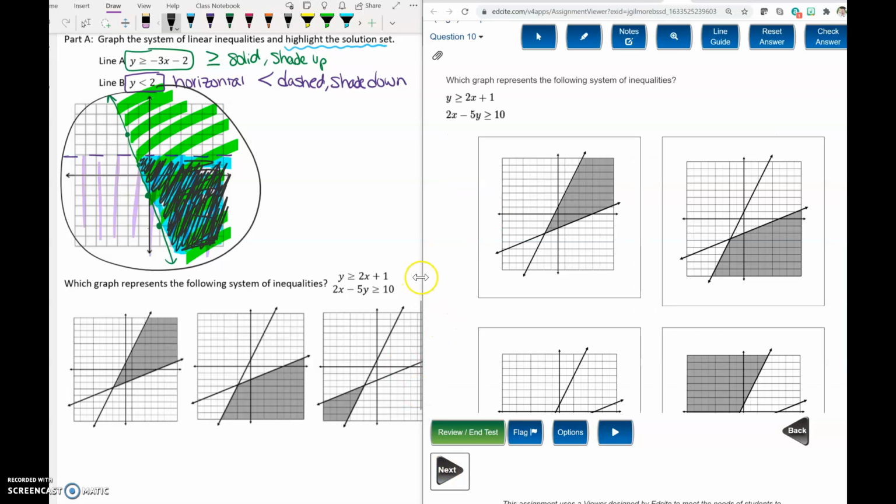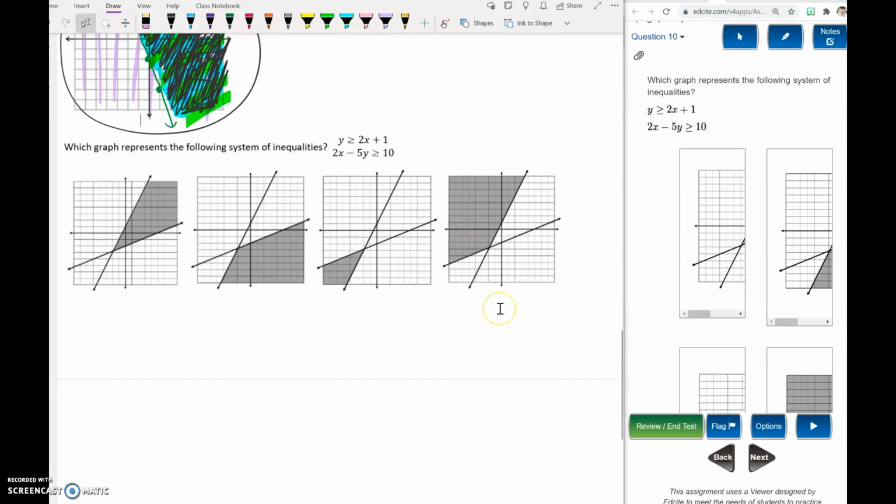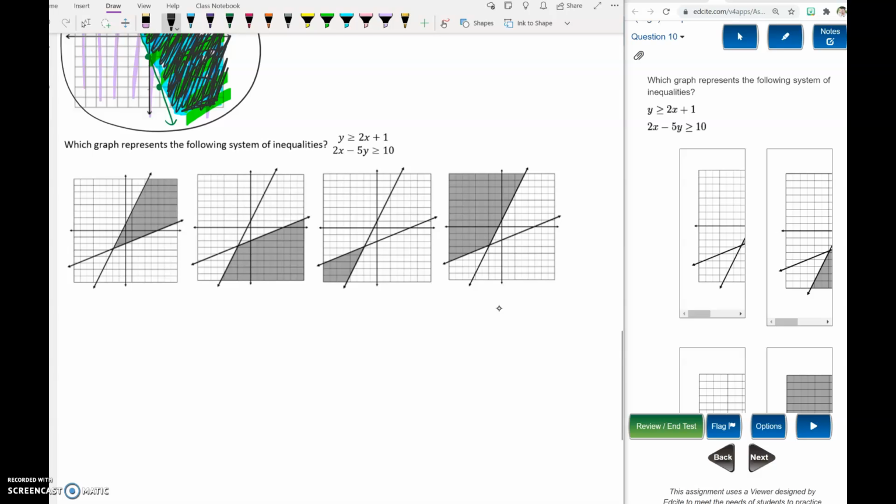The next question is basically multiple choice. Get this out of the way. Notice that all of these lines are exactly the same. So these 4 graphs have the exact same lines. They are both supposed to be solid lines. It's just which portion is shaded.